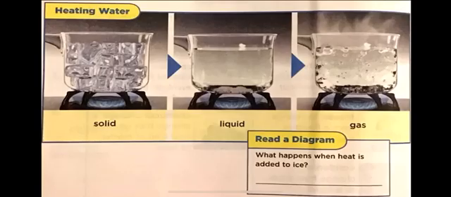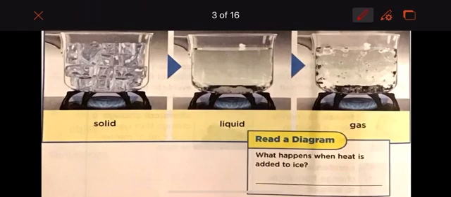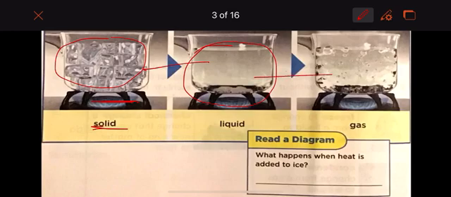Let's move. So, heating water. As you see in this diagram, ice is water in its solid state, right? If the ice is heated, it will melt, just like this. It will melt, right?